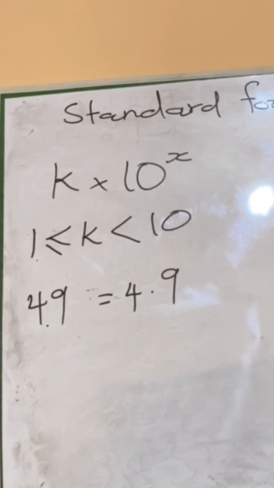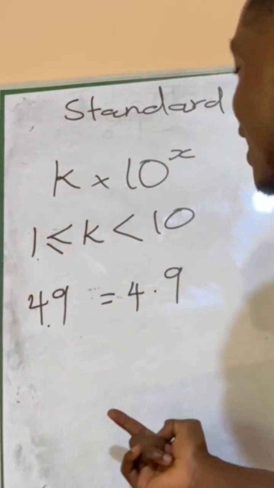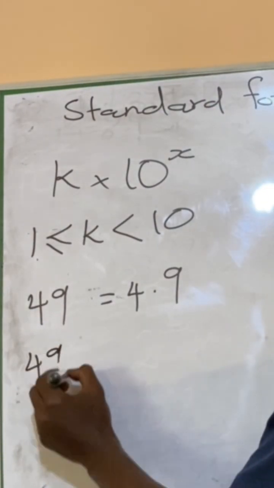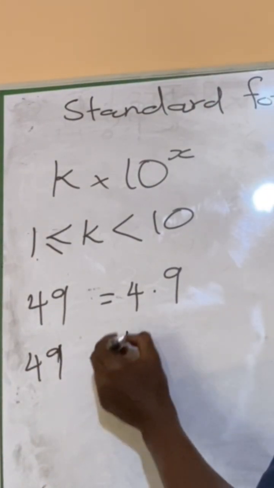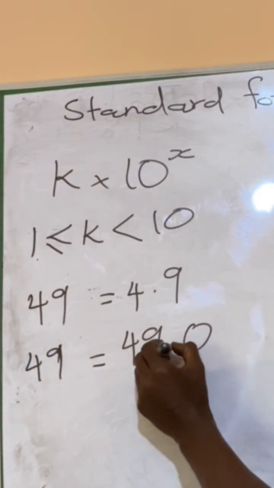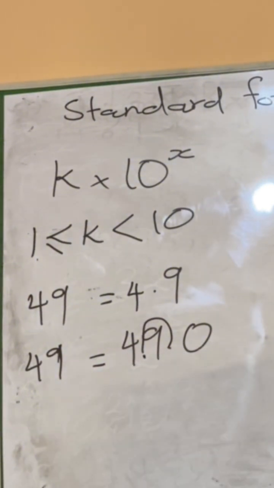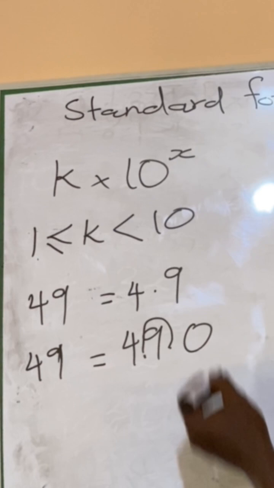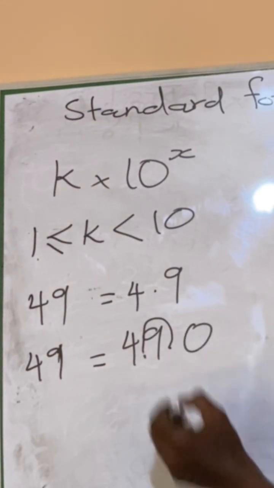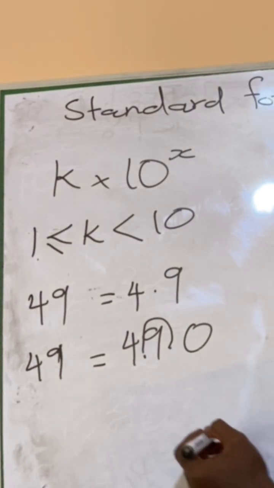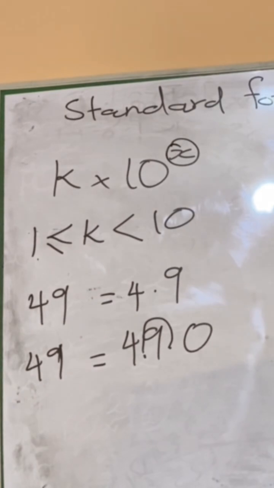Now, with the 4.9, we should notice that we moved a point. This 49 is the same as what? 49.0. We move this point to this place. That is how come we are having 4.9. So since we are having 4.9, how many times did we move the point? We moved it just once. Since we moved it just once, then that is where this x comes in.